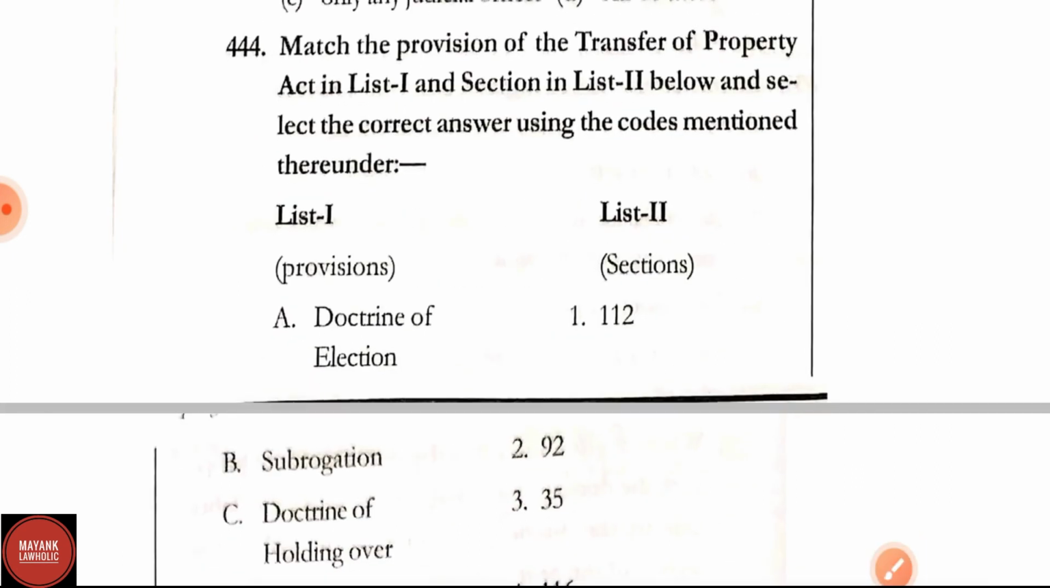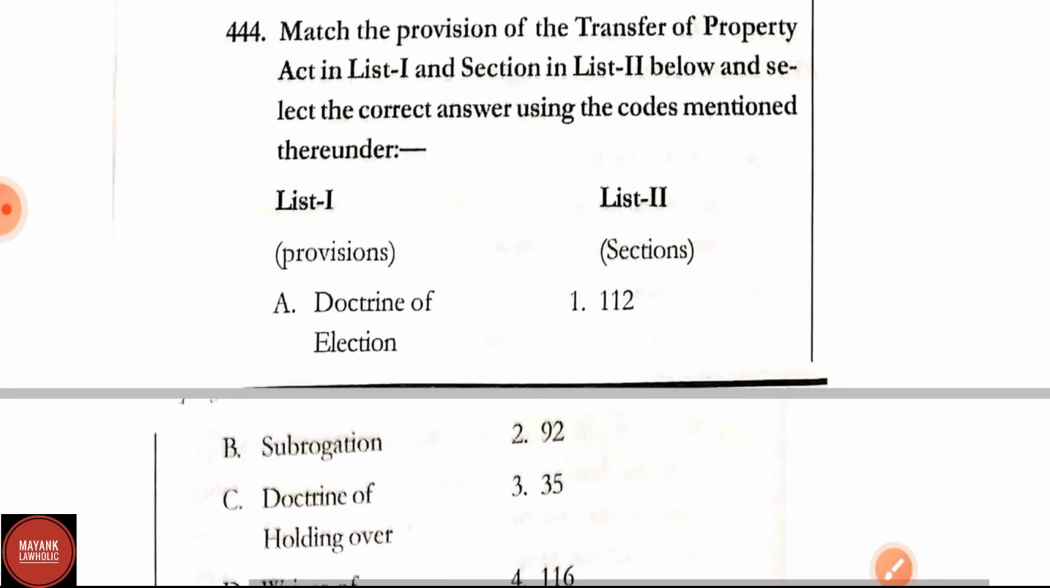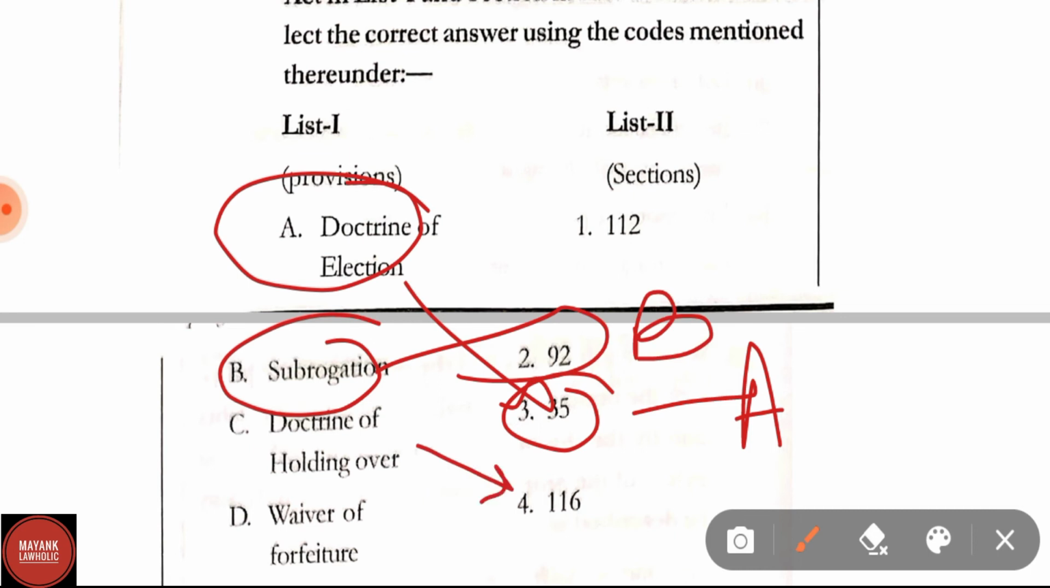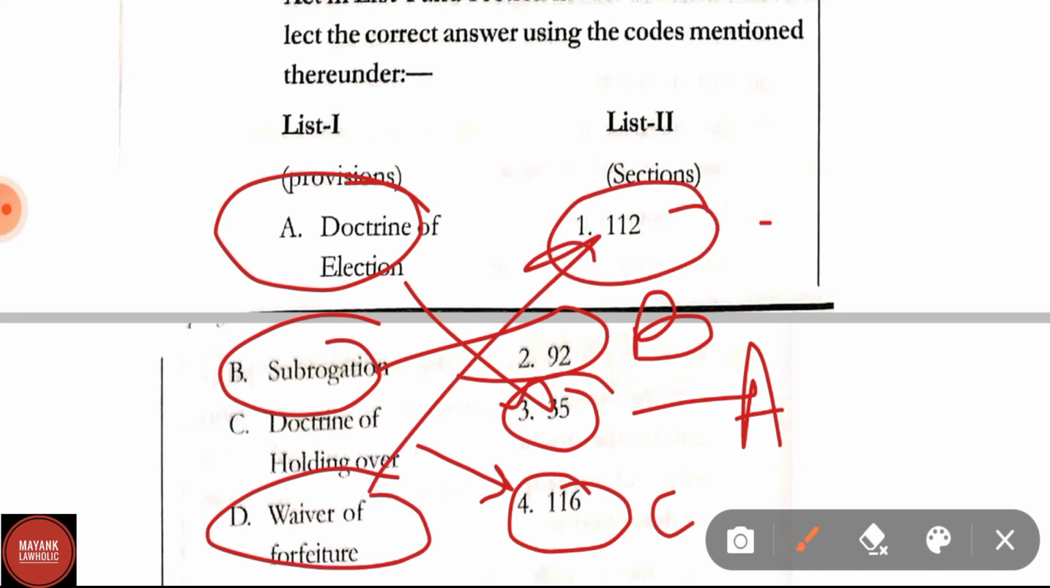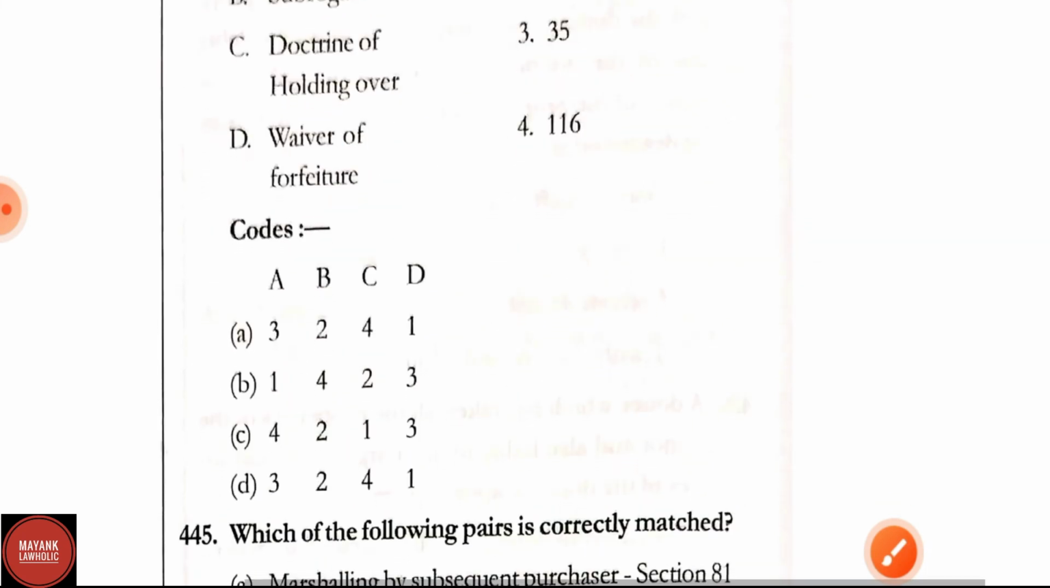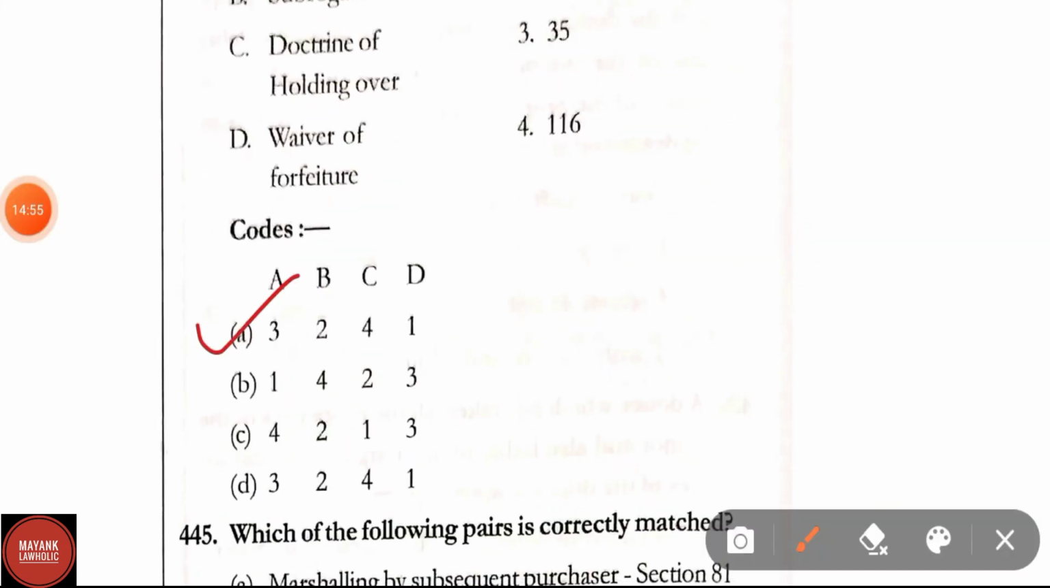Question number 444. Match list 1 and list 2. Doctrine of election section 35, doctrine of subrogation section 92, doctrine of holding over section 116, and waiver of forfeiture. Correct answer is section 112. By going through these matches, the correct code here will be option A.